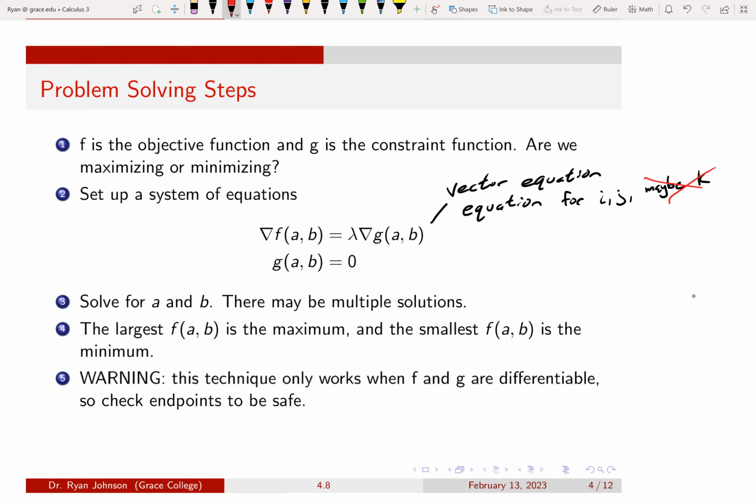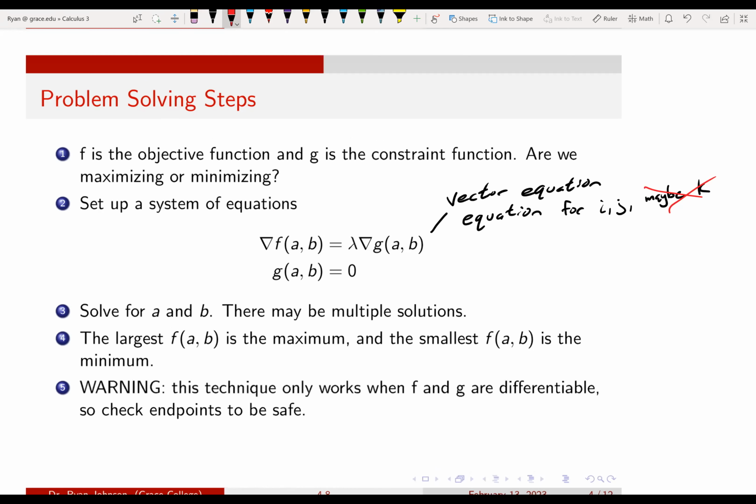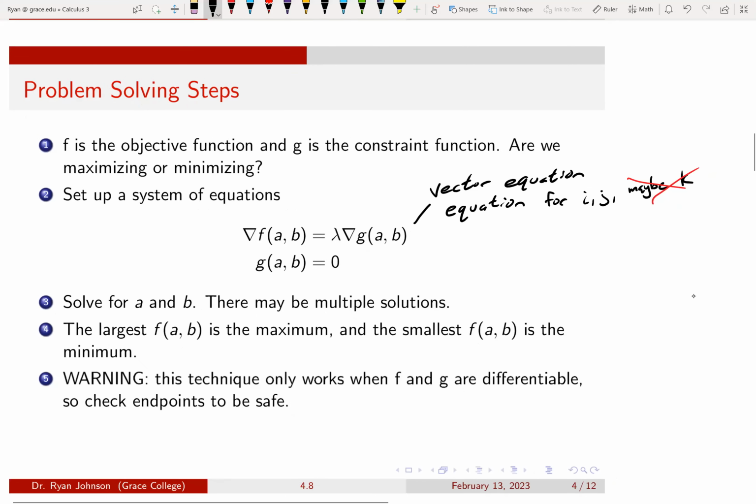So this set of 2 equations here is really going to be 3 equations in our first couple examples. And then we'll solve for a and b. There might be multiple solutions, and there might just be one solution. The largest f(a,b) is the maximum, the smallest f(a,b) is the minimum. Warning, this technique only works when f and g are differentiable. So check the endpoints of g to be safe. Okay?